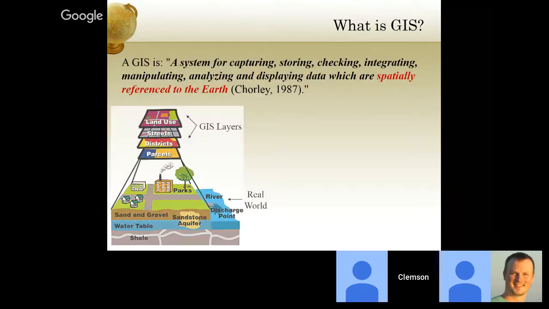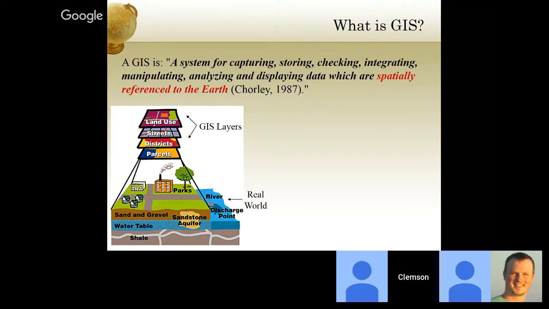Here's another way we could talk about what a GIS is. It's a system for capturing, storing, checking, integrating, manipulating, analyzing, and displaying data. That's a lot of things, but the key component here is that they're spatially referenced to the Earth.